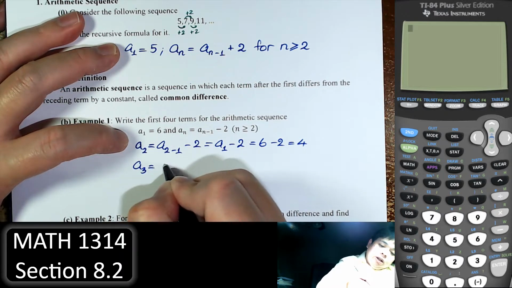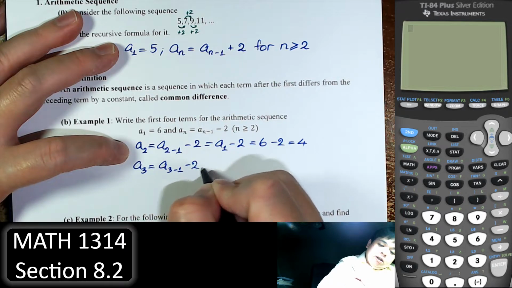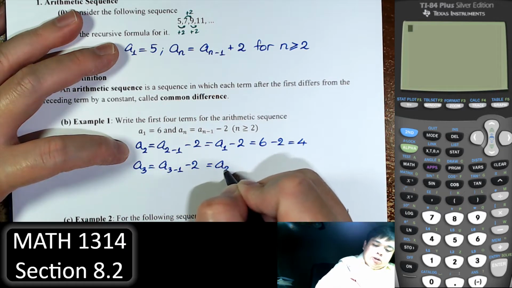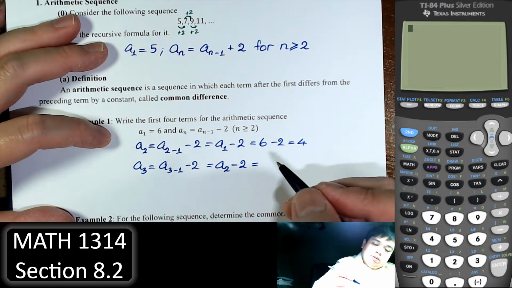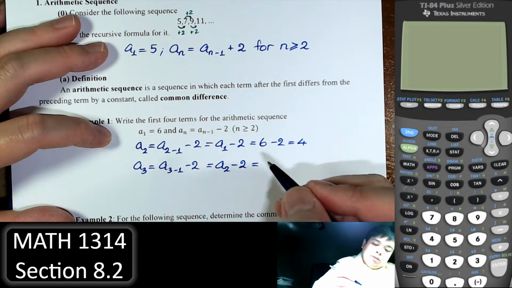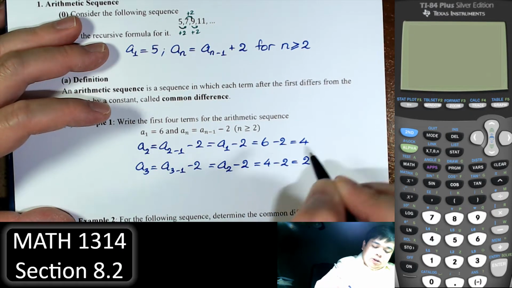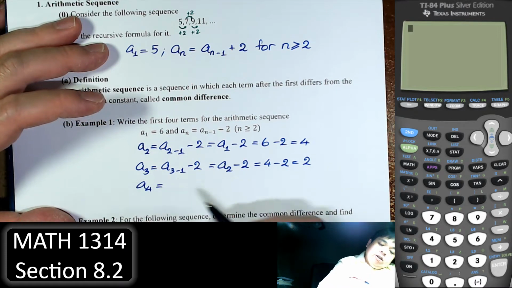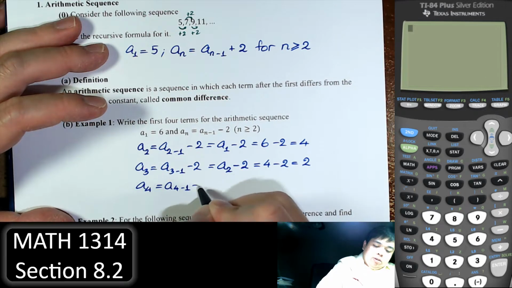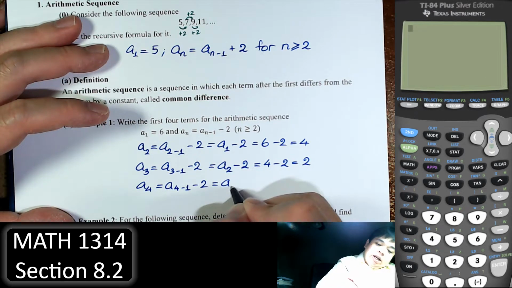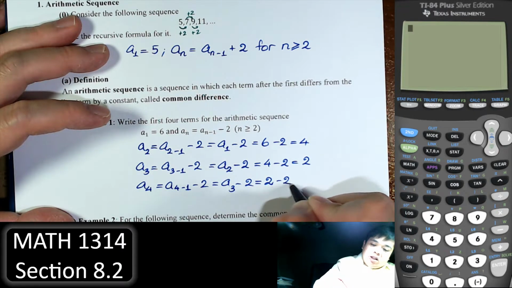Now a3, put 3 in for n, so we have a2 minus 2. a2 is 4, minus 2 is 2. a4: 4 minus 1, minus 2 gives us a3 minus 2. a3 is 2, minus 2 is 0.